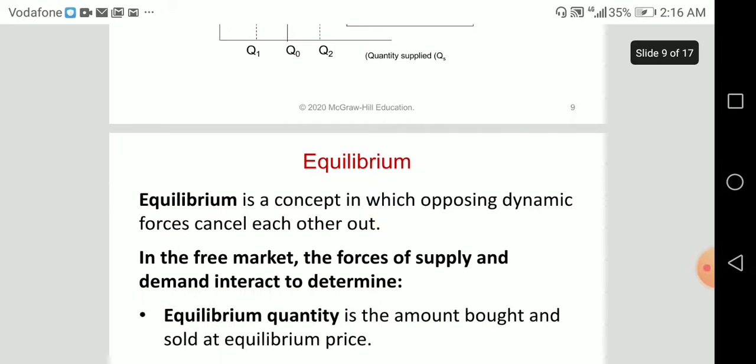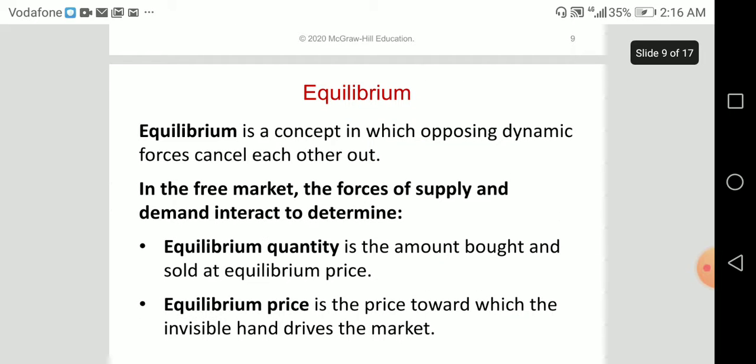Okay, let's talk about something very interesting, which is equilibrium. This is what really happens in the real market. When I talk about equilibrium, the suppliers and the demanders meet at a certain point.